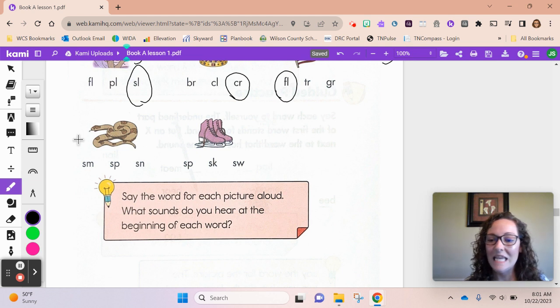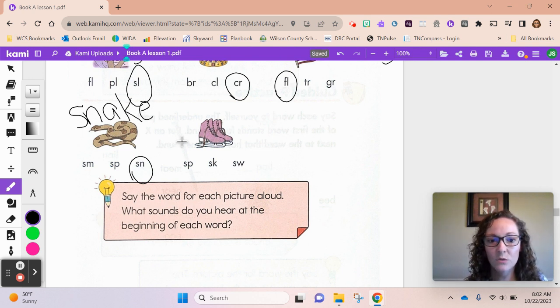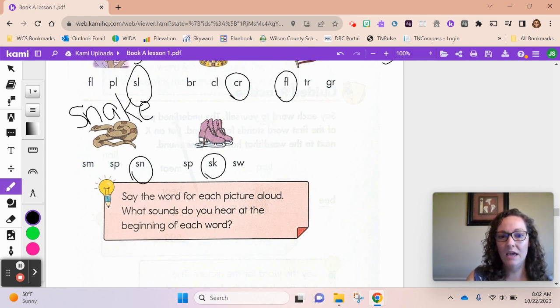Now we have a snake, snake. That is a SN, SNAKE. And this last one, these are skates, skates, SKATES.